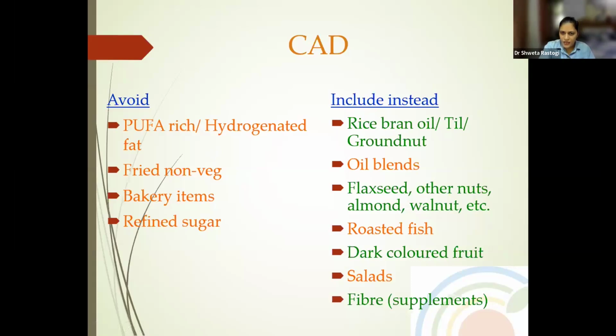So try and avoid that and use blend oils or rice bran oil, til oil, or groundnut oil for your routine cooking. And if you want to have oil blends, commercially made oil blends are available. Combination of rice bran with til, or sunflower with rice bran, or safflower with rice bran. So these are quite good and they have been made in a manner that your monounsaturated to polyunsaturated to saturated fatty acid ratio is desirable.